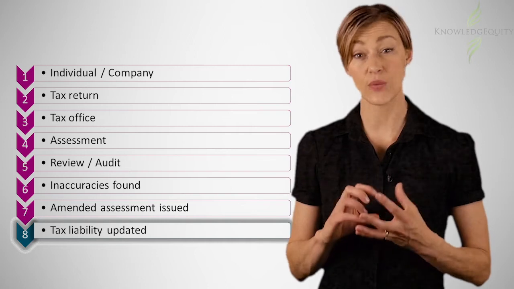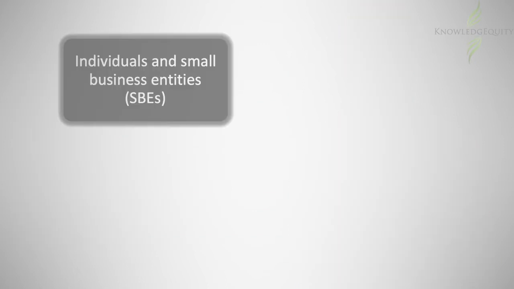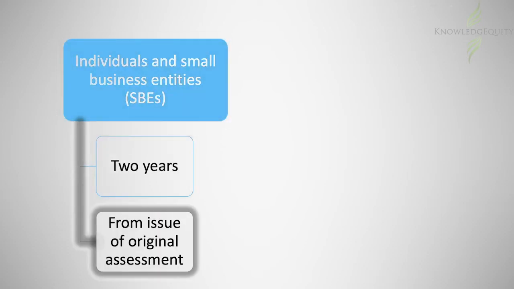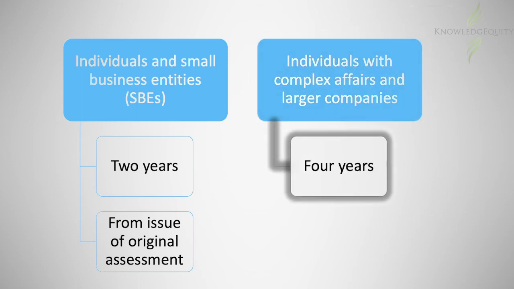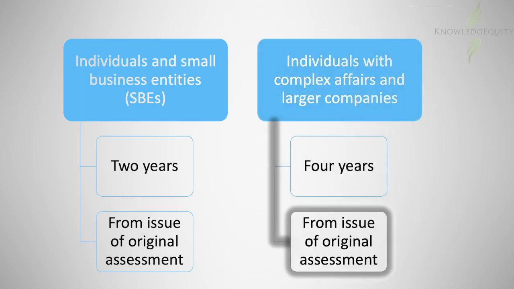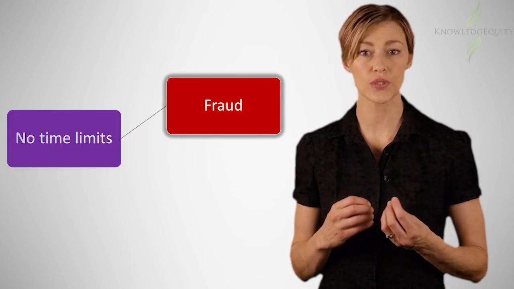There are time limits in which the tax office can issue an amended assessment. For most individual taxpayers and businesses, this is 2 years from the time the original assessment was issued. For larger companies and individuals with complex tax affairs, this deadline is 4 years from the time of the original assessment. However, in some instances, there are no time limits as to when the tax office can issue an amended assessment. This will most commonly be the case when the taxpayer has avoided tax due to fraud or evasion.